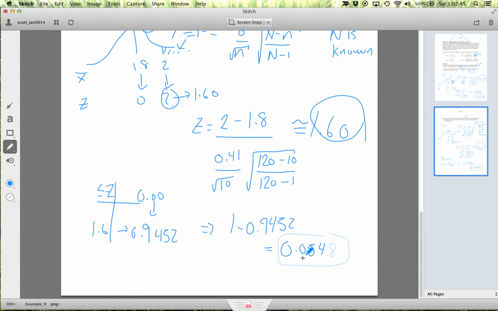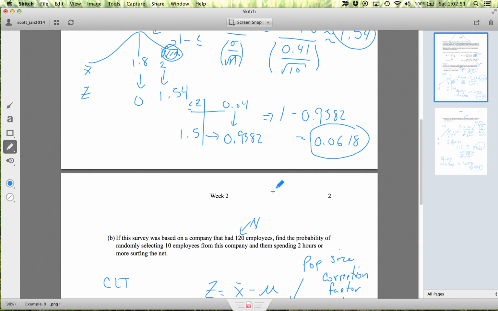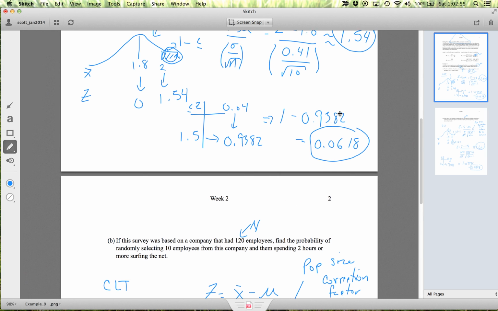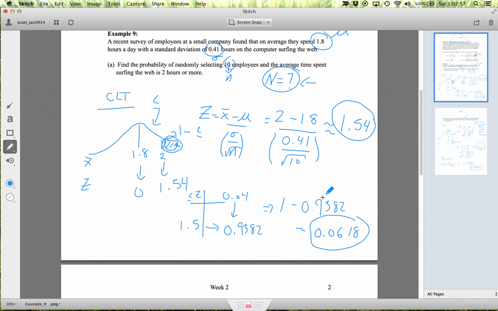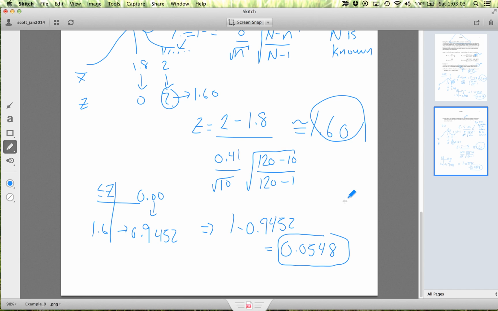So there's a little bit of a difference between A and B, and that's just because we now know what the size of the company really is. Remember, part A is assuming that the population is infinitely large, extremely large, and you can see the differences when you do that.